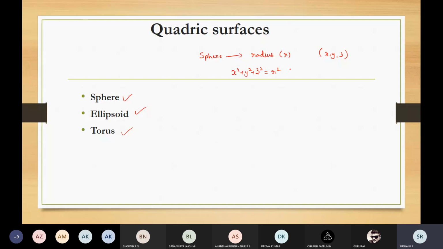So a sphere with the radius r, centered at the origin, can be defined by the points x, y, z satisfying the equation x square plus y square plus z square is equal to r square. You can also describe this sphere in the parametric form by using the latitude angle and the longitude angle.